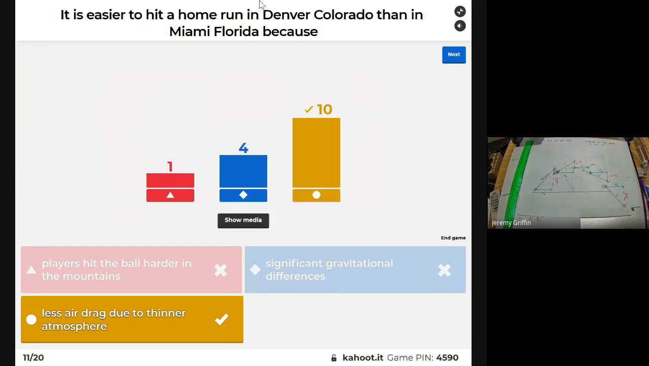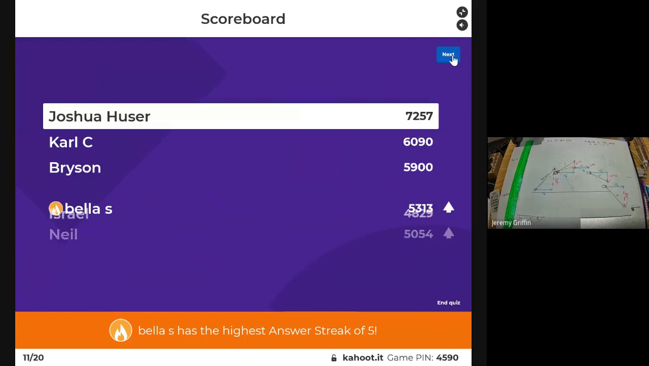Yeah, less air drag. Okay, now it's something that we've barely talked about in here. We've been ignoring it, but we'll eventually bring it back in. That's true. Yeah, get rid of air drag. The ball will go further. So good call if you got that.